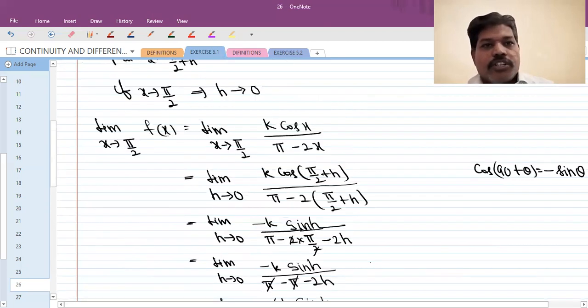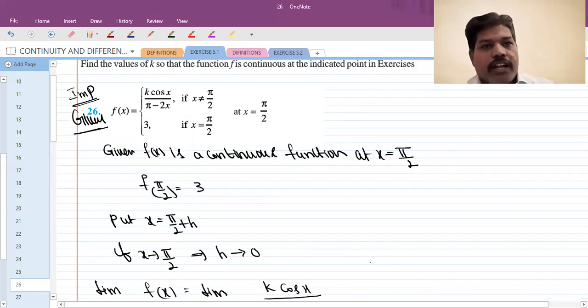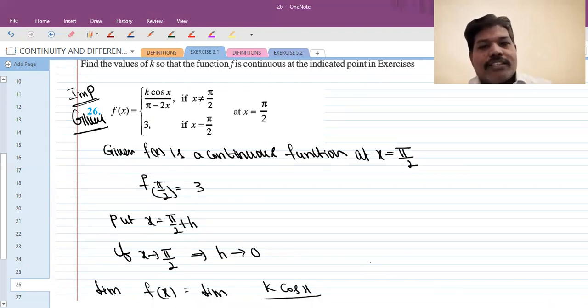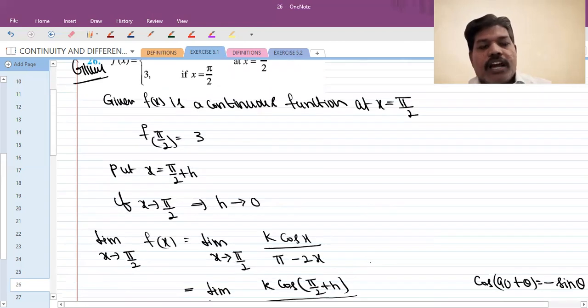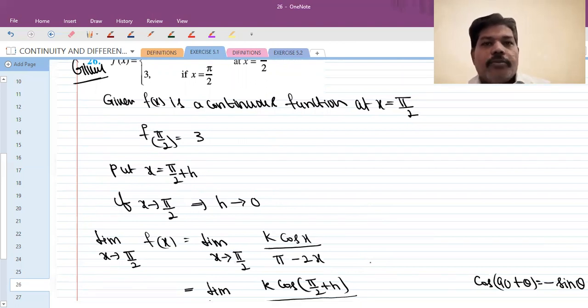So see that question, students, very important question. This is a 4 marks question, a combination of the 10. So what is f of x? f of x is given for x not equal to pi by 2 and x is equal to pi by 2, the function is defined. Given f of x is continuous at x is equal to pi by 2, because they have given that at that point only. So f of pi by 2 is 3. And here I am taking pi by 2 plus h as x. If x tends to pi by 2, automatically h value will become 0. So that is the meaning.